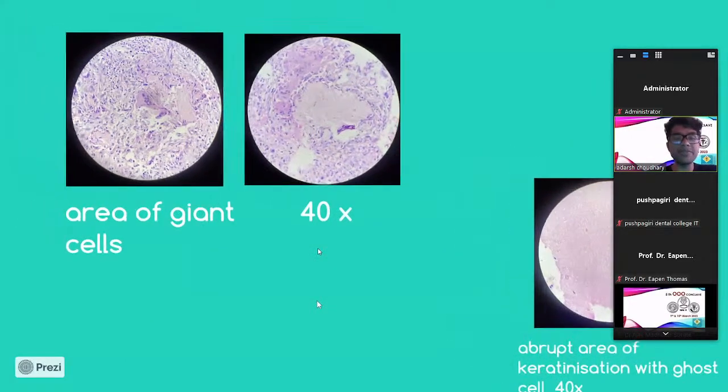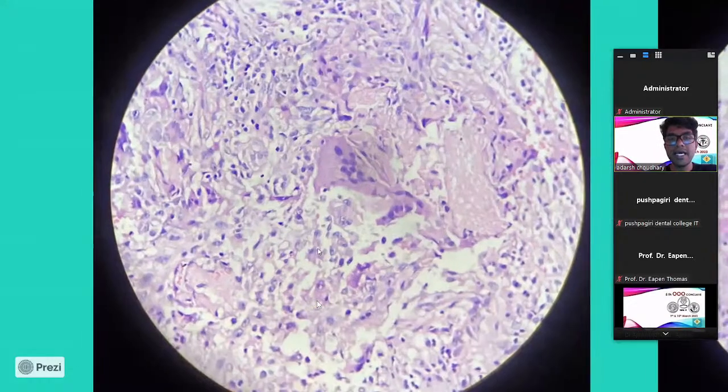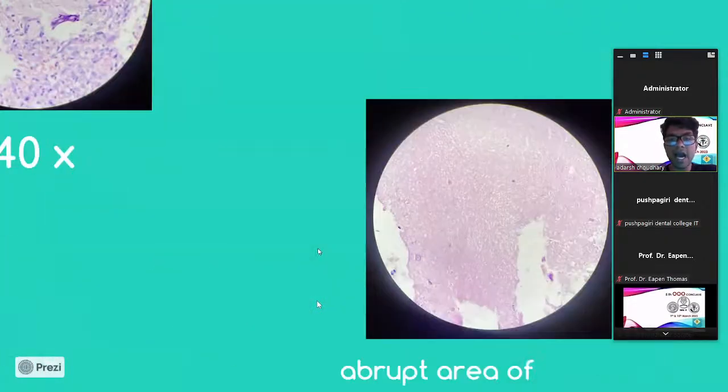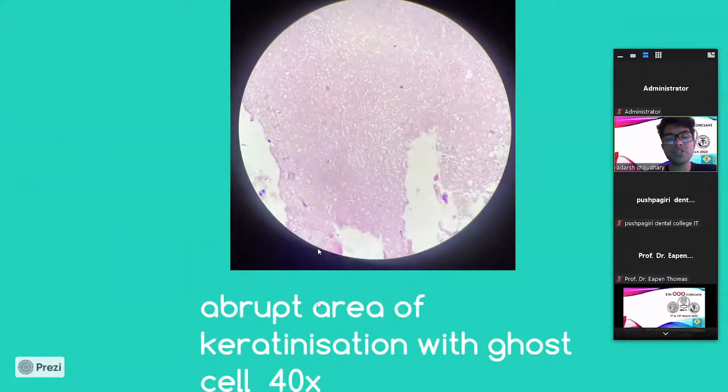So these are the slides where areas of ghost cells are seen. And this is a 40x zoom of the ghost cells. And later we'll see an abrupt area of keratinization with the ghost cells in a 40x slide.